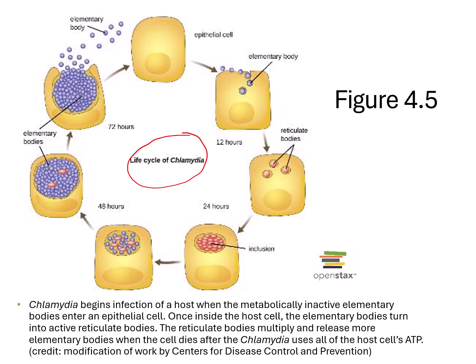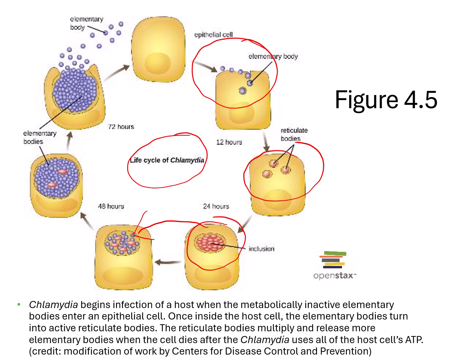Here we see the life cycle of chlamydia, starting with those inactive elementary bodies that enter the host cell and convert to active reticulate bodies, which will multiply and differentiate into, again, those elementary bodies. Eventually, the bacterium uses up all of the host cell ATP, the host cell dies, and those elementary bodies are released. And elementary bodies are kind of like endospores. They're not endospores, but they're similar in that they're also dormant and hardy. They are able to survive harsh conditions, making it difficult for our immune systems to fight chlamydia.